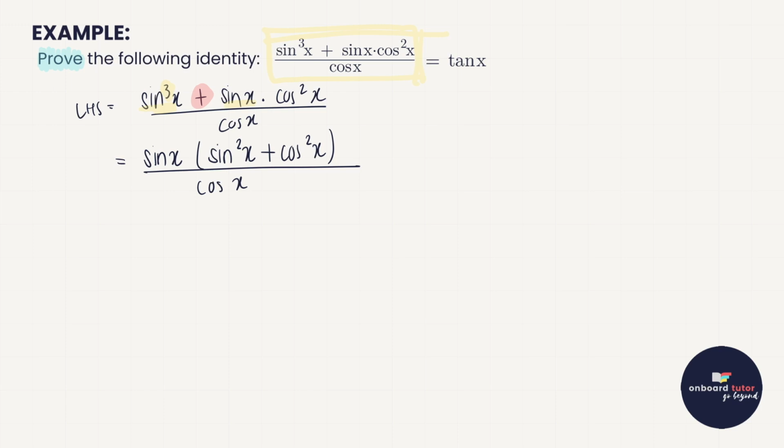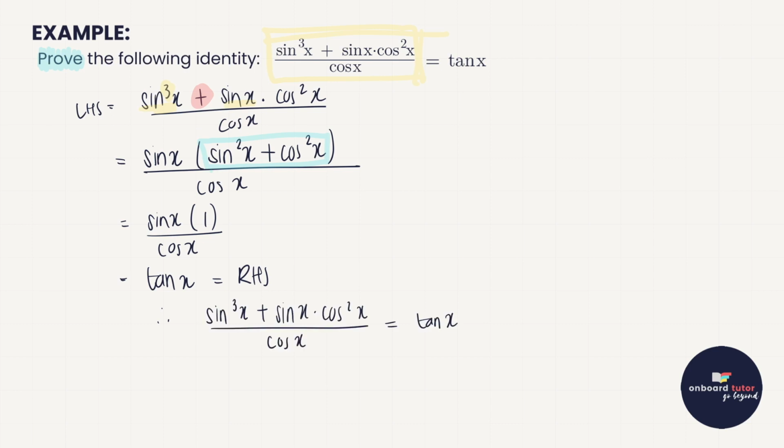Now from my fundamental identities, I know that sine squared x plus cos squared x is equal to 1. So this then is going to be sine x times 1 over cos x. Now I might feel like I'm out of options, so let's just quickly regroup. What's our goal? Our goal is to end up with tan x. And what do we know? Tan x is sine over cos, or sine x over cos x. So then this is equal to tan x, which is equal to the right-hand side. And so therefore, that whole fraction is equal to tan x.